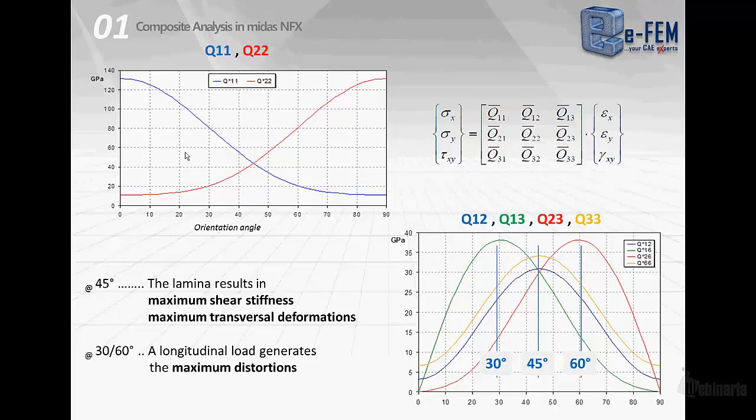If we plot then the terms Q12 and Q33, we will see that we have a maximum at 45 degrees of orientation. This means that the lamina results in a maximum shear stiffness when fibers are oriented at 45 degrees, and it results also in a maximum transversal deformation if we apply a longitudinal, so a direct stress along the x or y direction. Moreover, if we consider the Q13 and Q23 terms, so the coupling terms, we will see that the maximum of these coupling terms is reached at 30 and 60 degrees. So at those angles we will have the maximum distortion of the lamina.